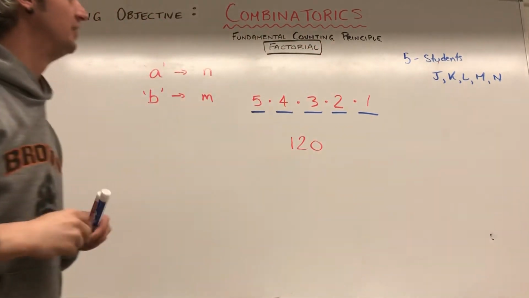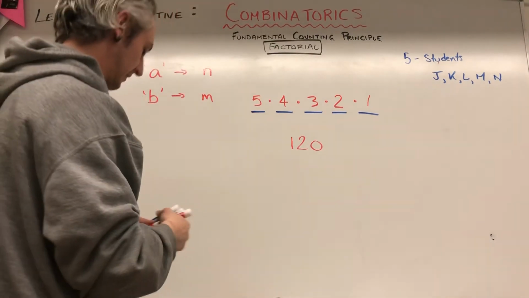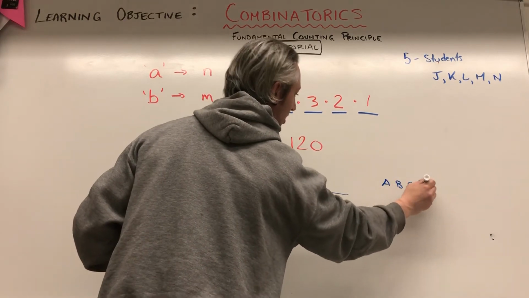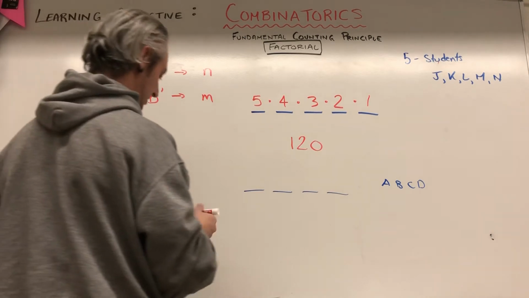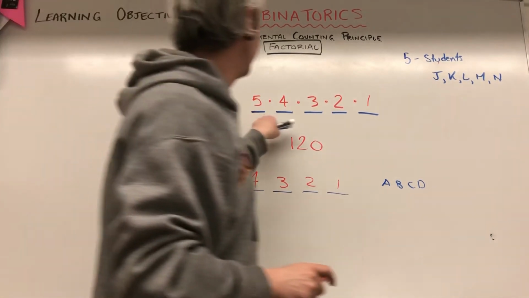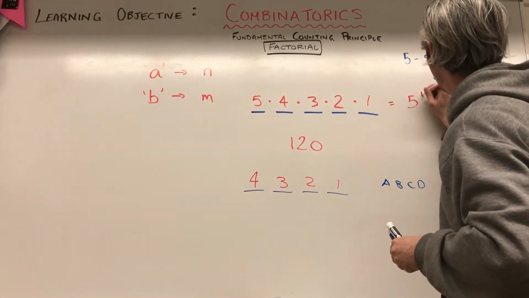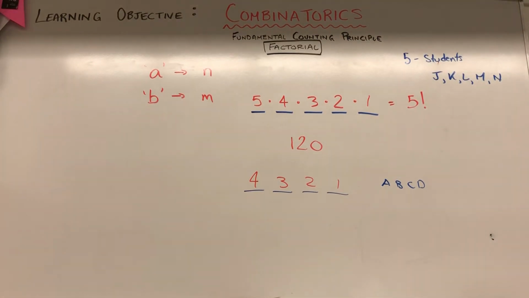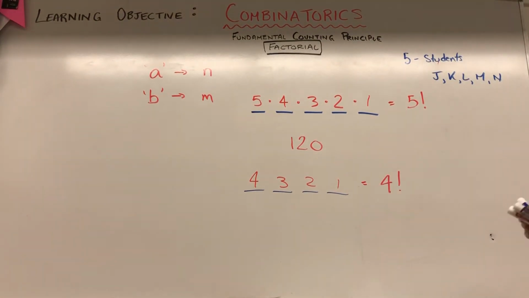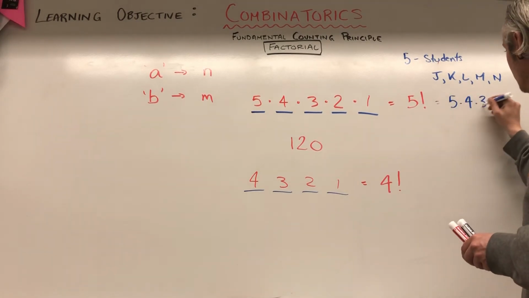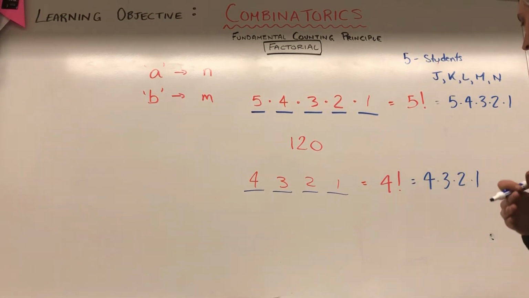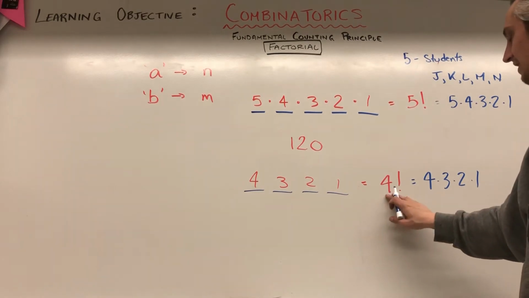And factorial just says, when I get into a situation like this, or a situation like the last one where I was arranging the letters A, B, C, and D into unique combinations where order matters, and there I had 4 times 3 times 2 times 1, I can rewrite this as 5 factorial. I can rewrite this as 4 factorial. What does 5 factorial mean? 5 factorial just means 5 times 4 times 3 times 2 times 1. 4 factorial just means 4 times 3 times 2 times 1. Basically, all the numbers leading up to that number, we multiply together.